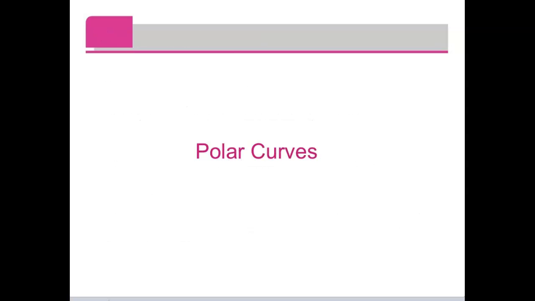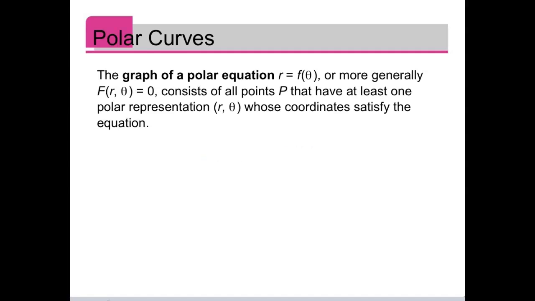So now we know how to plot points. Now we want to get to imagining curves. So we write the graph of a polar equation in the format r equals f of theta. And it consists of all points that have at least one polar representation, (r, theta), whose coordinates satisfy the equation.